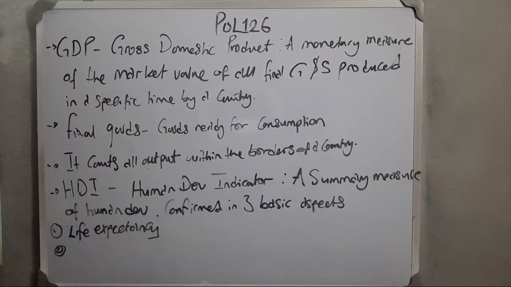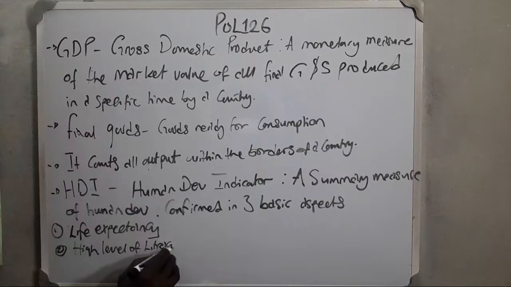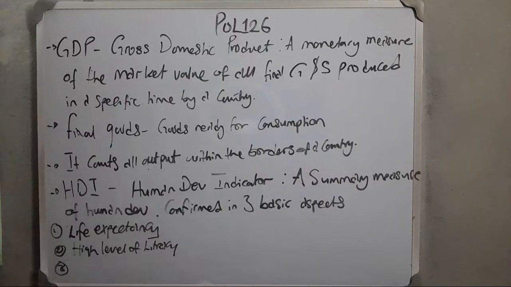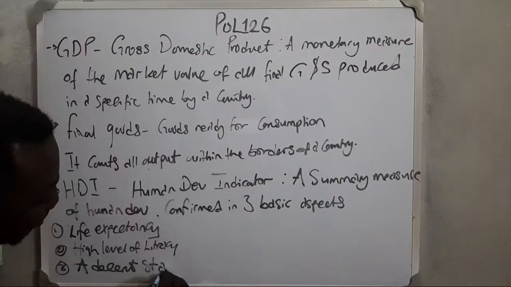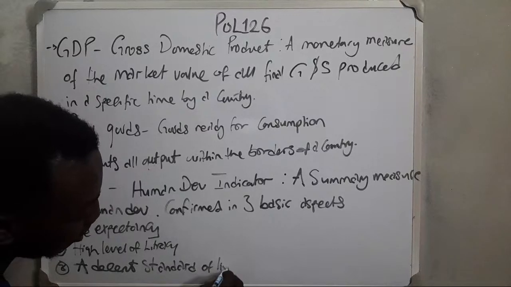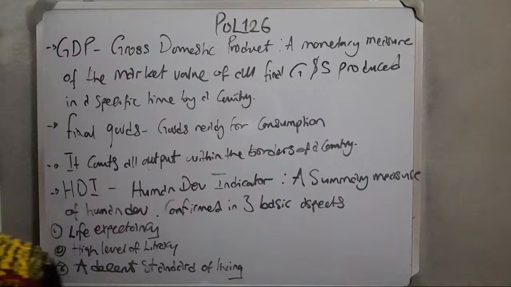Two, a high level of literacy, and three, a decent standard of living. So life expectancy, a high level of literacy, and a decent standard of living. This is how HDI is measured. So we have that.